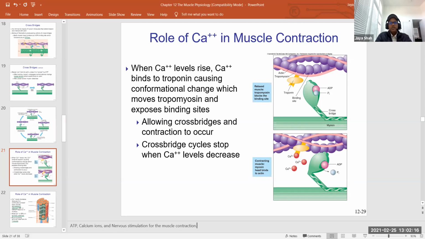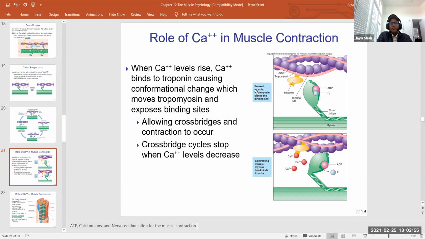So calcium in the muscle is stored in the sarcoplasmic reticulum. Sarcoplasmic reticulum is modified smooth endoplasmic reticulum in this muscle fiber. And the role of calcium is when calcium binds with troponin, then it moves the tropomyosin from the binding site where myosin head can bind.